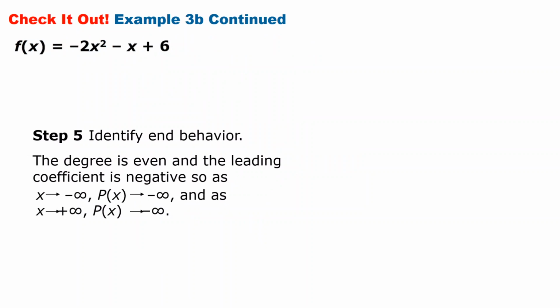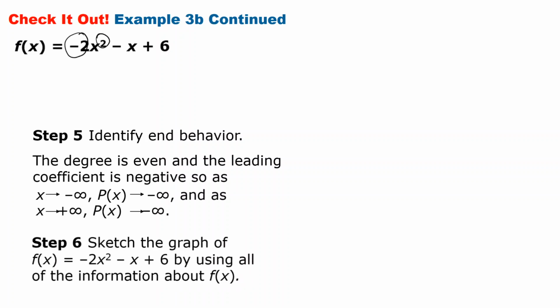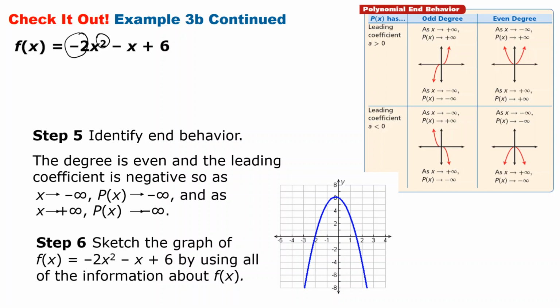Again, we want to look at our chart. We see that this is negative and our leading coefficient is even. And so there's the graph, but let's check it out. It's going to be this one. And sure enough, that's what our graph would look like. I hope that you were able to find that pretty easily.